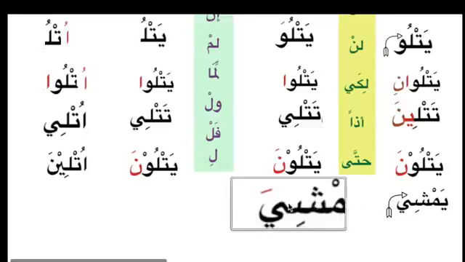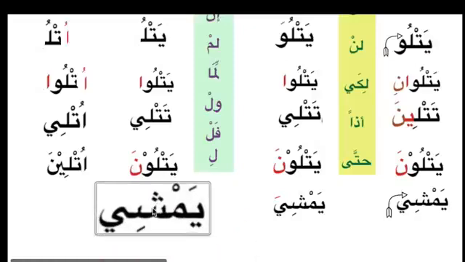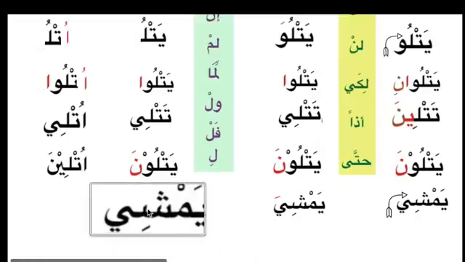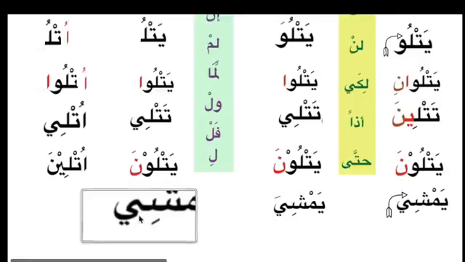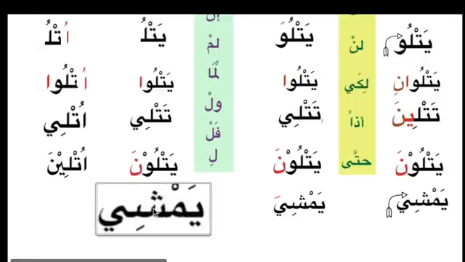Let's see how it works in the majzoom form. Obviously, because there's no vowel sign here, we take away the entire lam kalima. It's called fi'lun majzoomun bi hadhfi harfi illa. So it will be yamshi. Yamshi will be marfu, yamsh will be majzoom. It's a very subtle difference, so that's why it's very important to understand and look carefully at what you're learning.